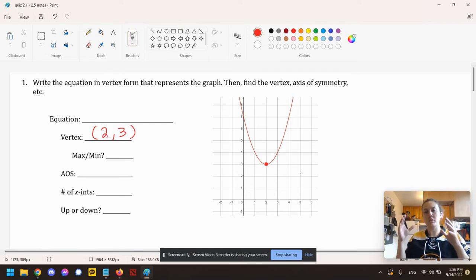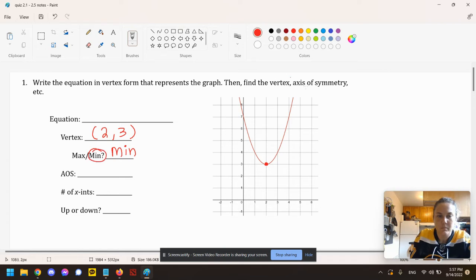I'm going to do this in rainbow order. So the stuff I do first is going to be red, then orange, yellow, etc. In that same breath, I'm going to say that this is a minimum because it is the smallest point in my function, the lowest down point. All right, number 2, axis of symmetry. That's just this line. It's always x equals a number. Here, x equals 2. So my axis of symmetry is 2.